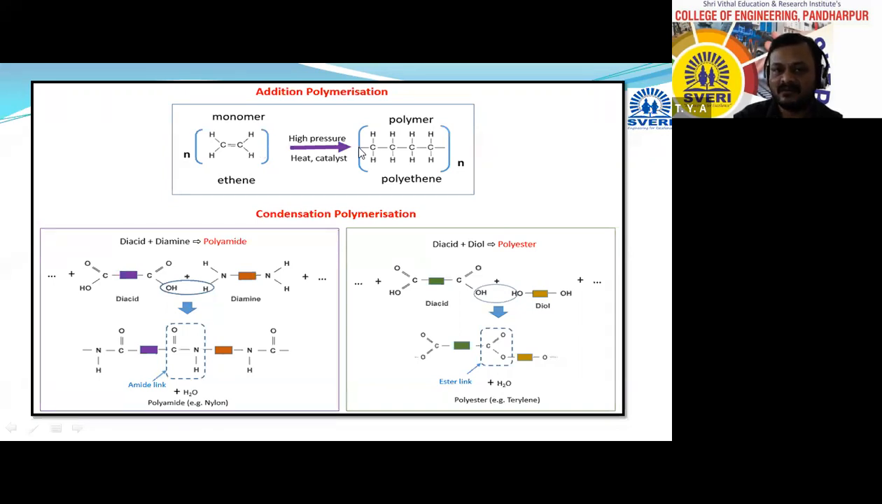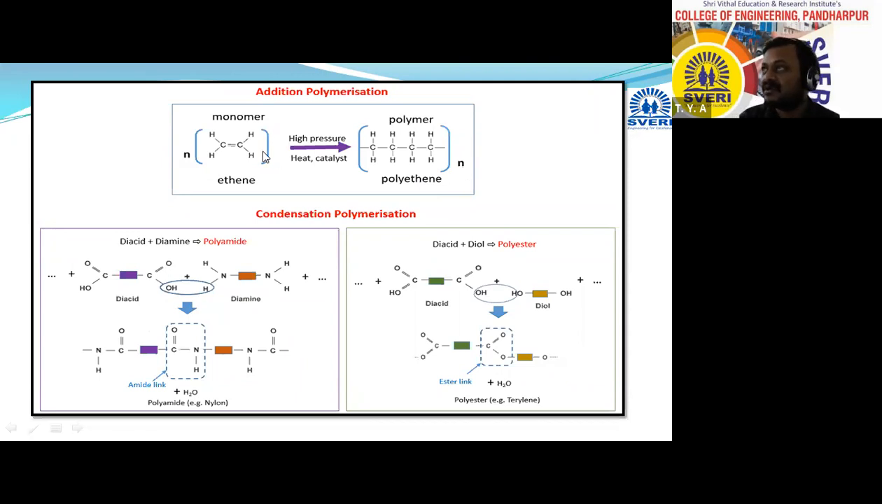And here, don't forget to mention this n. Why are we using n? Because of the number of monomers. The number of monomers that will be joined means the polymeric chain will be very long. If an infinite number of monomers are joined, that's why we use that small letter n there.